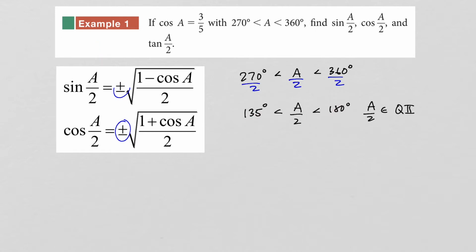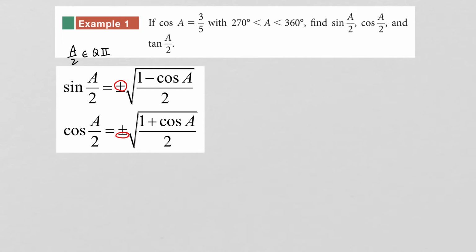Now that's really important, because if a over 2 is in the second quadrant, we know that sine in the second quadrant is positive and cosine in the second quadrant is negative. So I have to figure out what quadrant a over 2 belongs to in order to figure out whether I choose plus or minus on these. Okay, now we should be able to finish it.